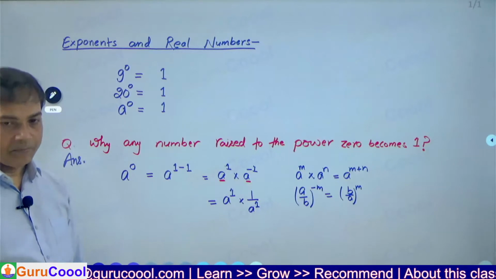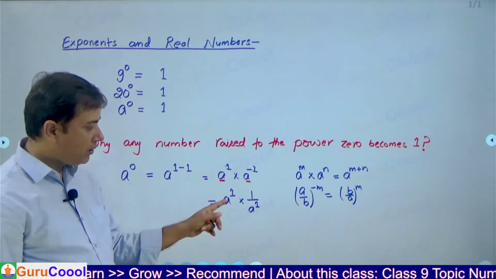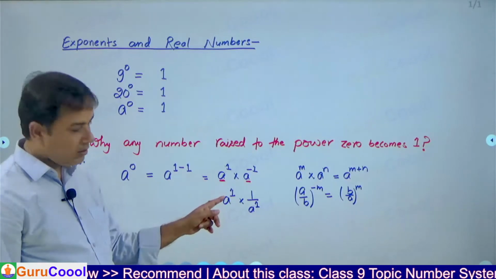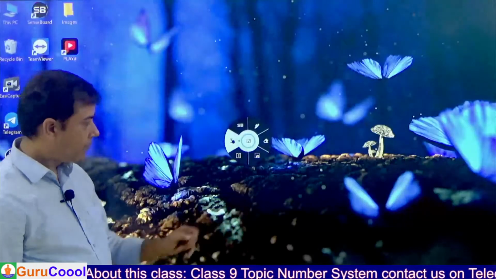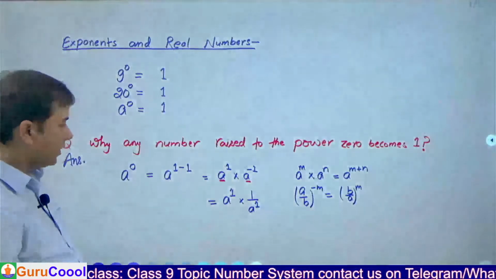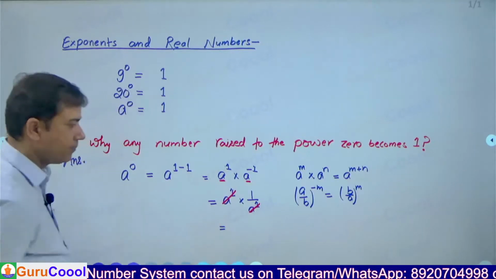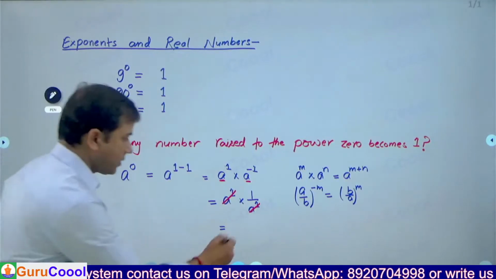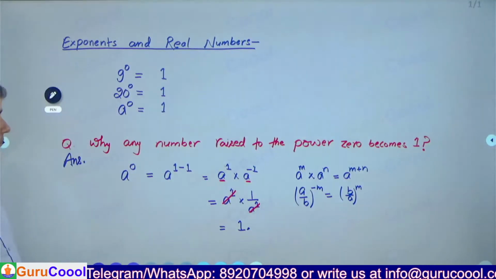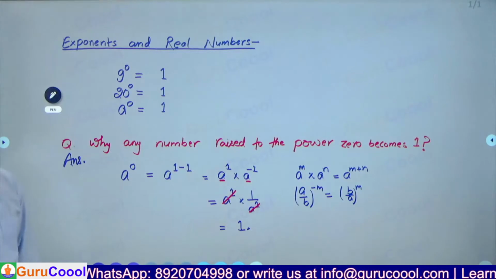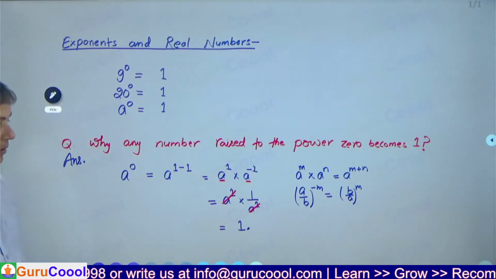Any confusion? Now do you think a raised to the power 1 in the numerator and a raised to the power 1 in the denominator can be cancelled? Yes. So let's cancel out. And what remains then? 1. Yes, and that's the reason. We got the proof. Is that okay?